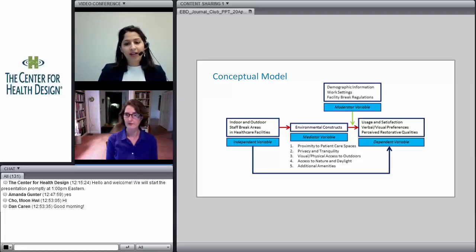So mediator variables are variables that really connect independent and dependent. We wanted to know what are those constructs of the built environment that can be associated with that outcome. So I looked at a few of them here, like proximity, privacy, access to outdoors, access to nature, and the amenities. And we usually control for moderator variables like demographic information, the work setting, the facility break regulation. So when we control for it, those are no longer confounding variables when we do the analysis.